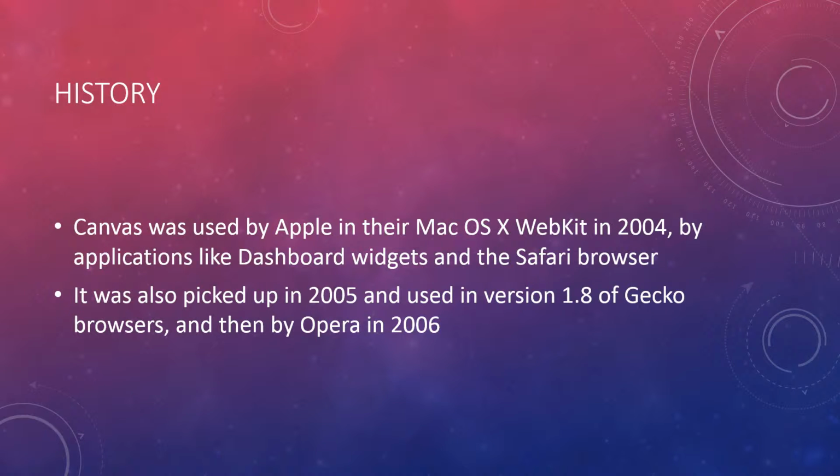The history of Canvas is, at first it was introduced by Apple for their Mac OS X in 2004. It was used for their applications like their dashboard widgets and for their Safari browser. It was then picked up in 2005 by Gecko browsers and then by Opera in 2006, and it has been used with more popularity since then.